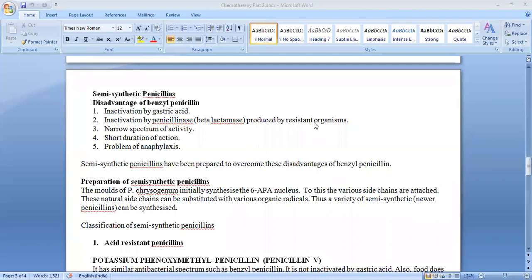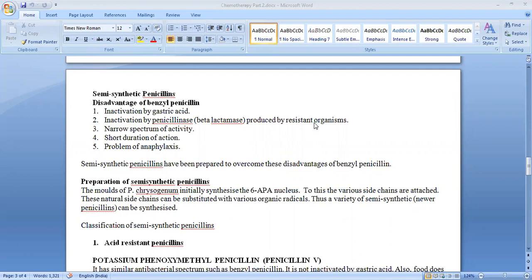So we will continue from the part where we had stopped about the penicillins. The semi-synthetic penicillins are the next category. Now, although initially benzyl penicillin is the molecule that was developed, it had certain disadvantages: it will get inactivated by gastric acid. So when somebody takes it orally, it will get degraded.